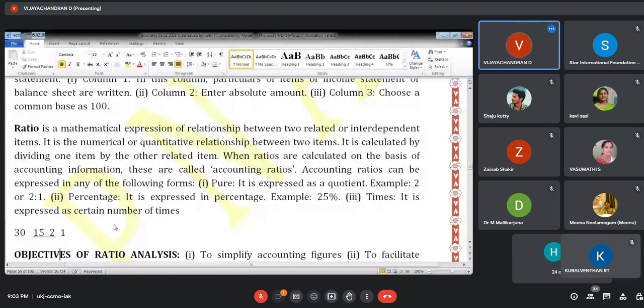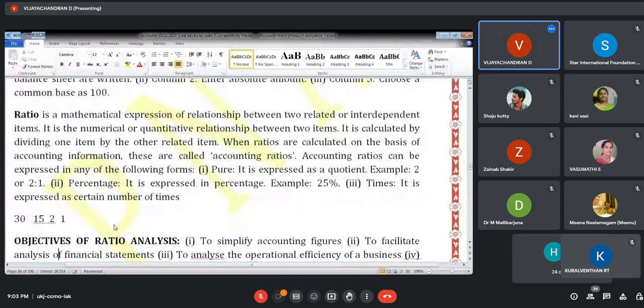Next, you have to know the turnover ratio. Turnover will be based on the sales, correct? So again, I'm telling you: one is the profitability ratio, the second one is the turnover ratio, and the third one is the solvency ratio. The profitability ratio is based on the profit earned by the company. Profitability is always expressed in the form of percentage. Kindly note it will be expressed in percentage.